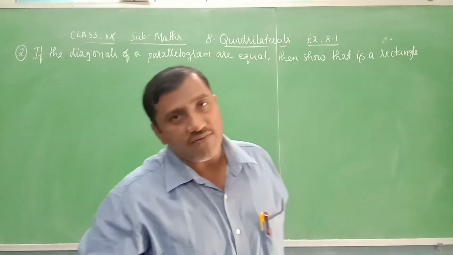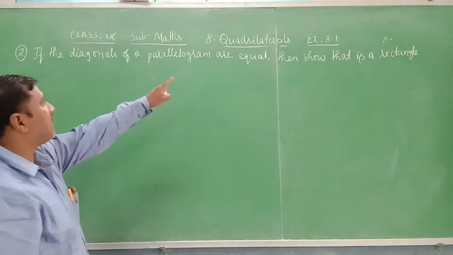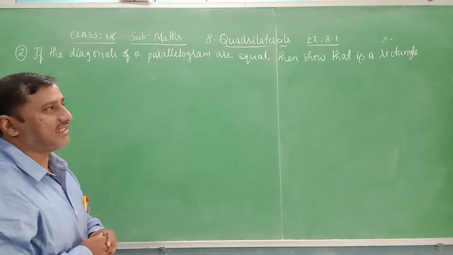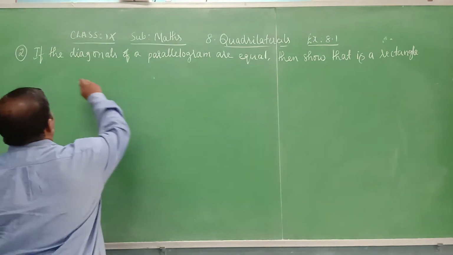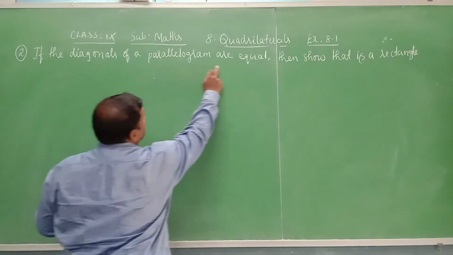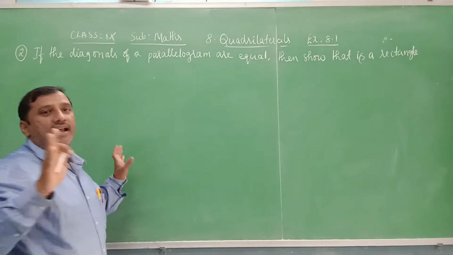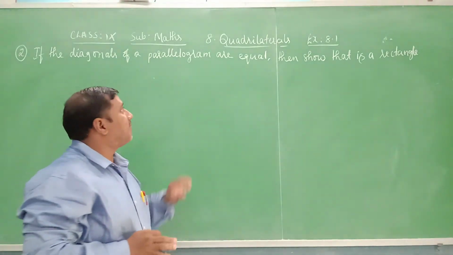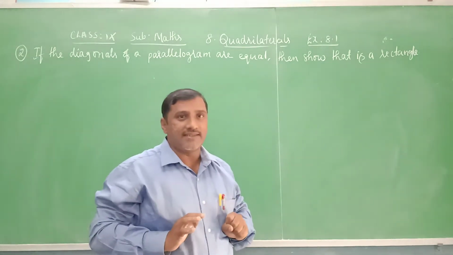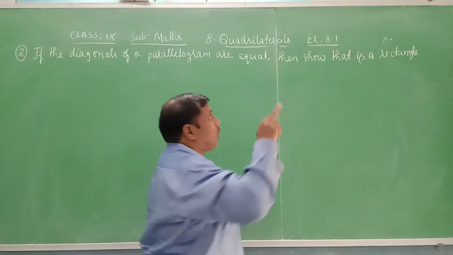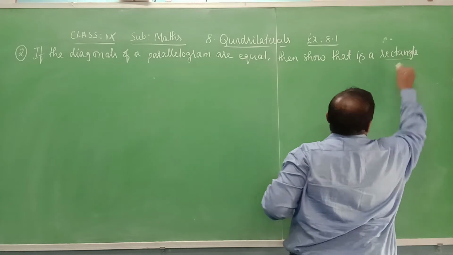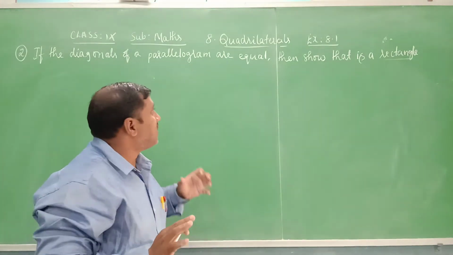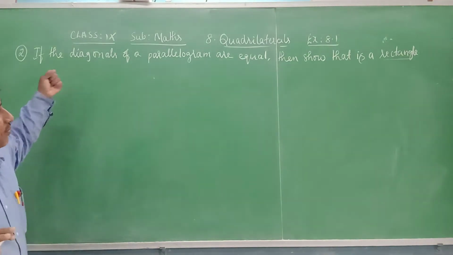If the diagonals of a parallelogram are equal, then show that it is a rectangle. So in this we have two statements. If the diagonals of a parallelogram are equal, it means you are given one parallelogram. In that parallelogram, the diagonals are equal. Then show that it is a rectangle. You have to prove that it is a rectangle. So here, how do we prove this?